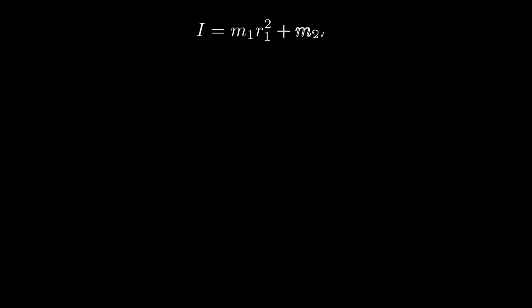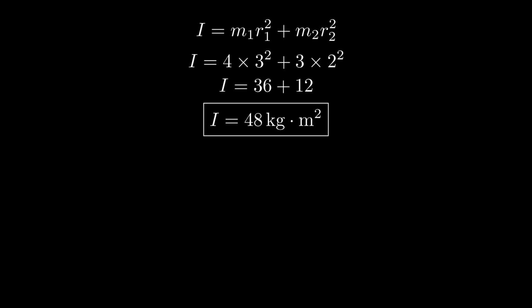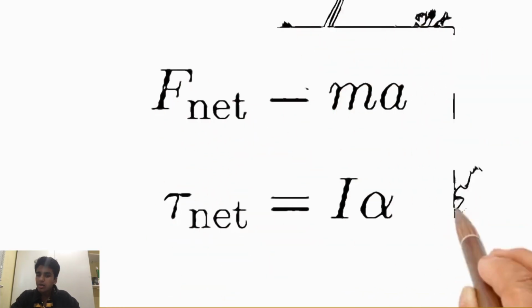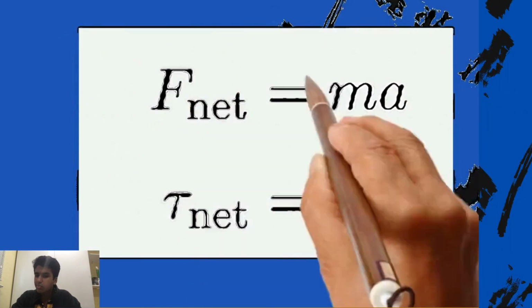That's the formula we use, and we sum it up for both balls. So for the first one, it's going to be 4 for the mass times 3 squared. For the second one, it's going to be 3 times 2 squared. And we can sum this up to get 48 kilograms times meter squared.